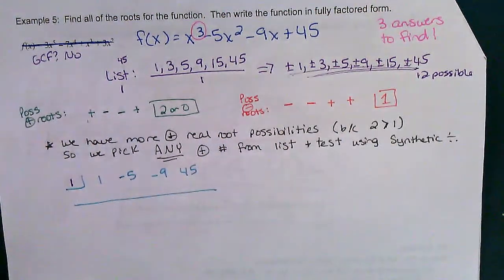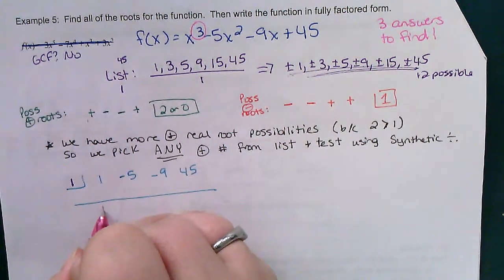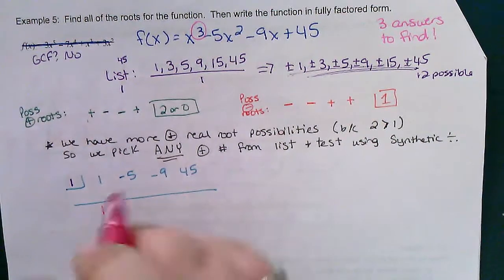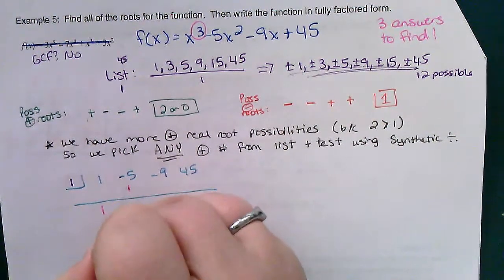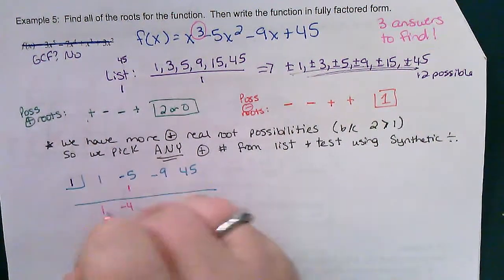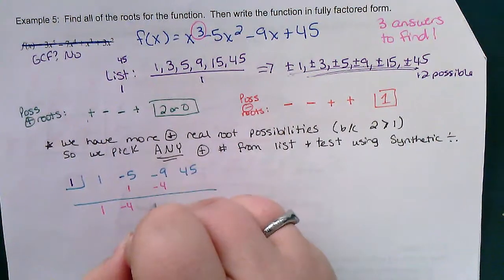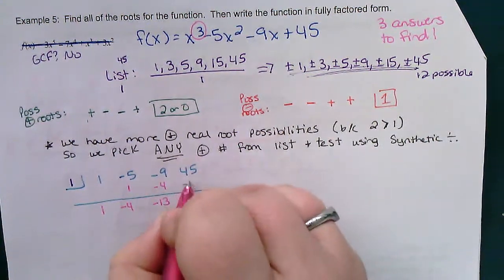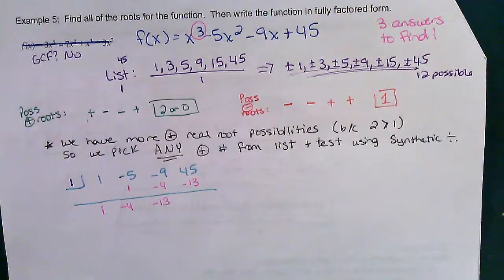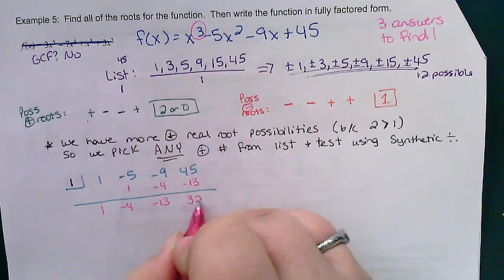Okay, so now I'm going to do that. If I bring the 1 down, it's 1. Multiply by what's in the box. 1 times 1 is 1. Add down, -4. Multiply by 1, -4. Add down, -13. Multiply by 1, -13. And that is going to give me 32.